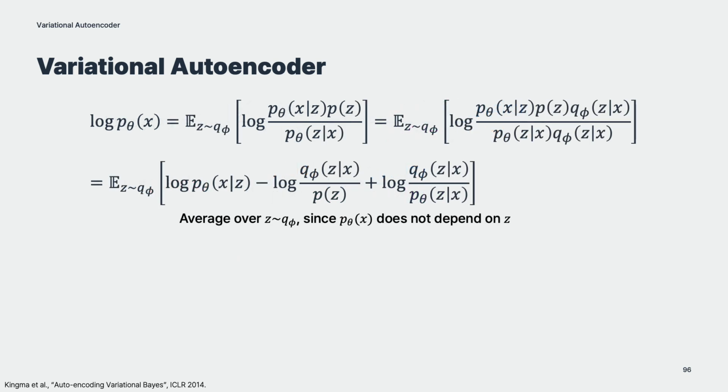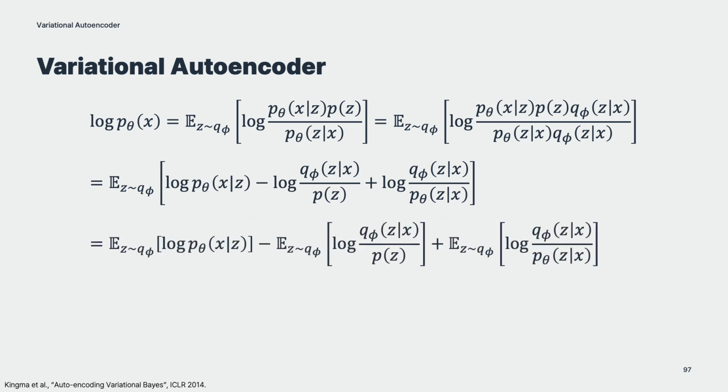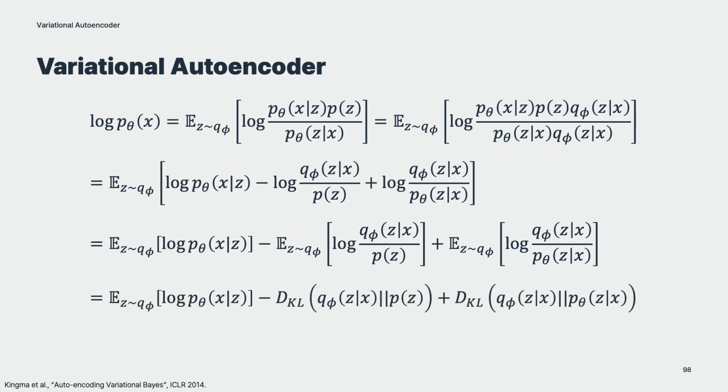We then take the expectation over c, which follows Q of c given x for each term. The left side, log P of x, remains unchanged because it's marginal over c. By the linearity of expectation, we can separate the expression into three distinct terms. Using the definition of KL divergence, we can express the second and third expectation terms as KL terms between the relevant distributions.